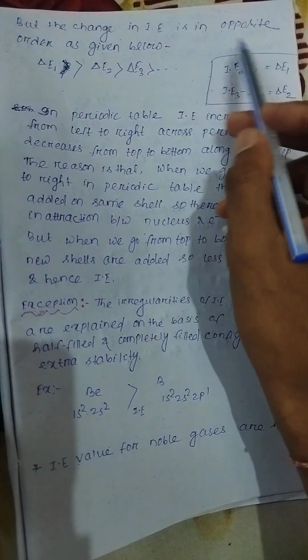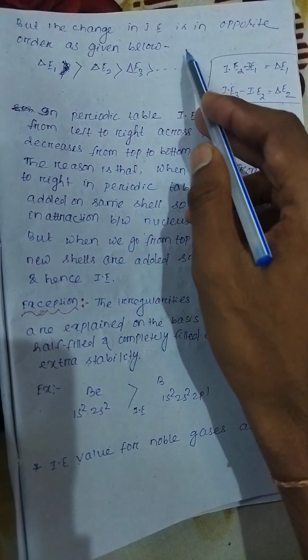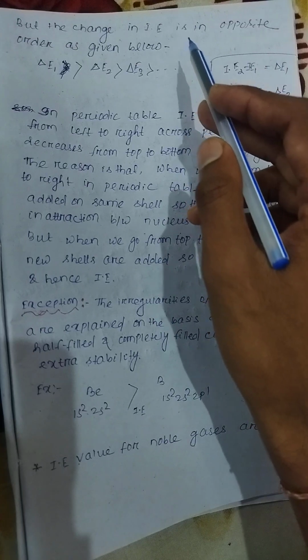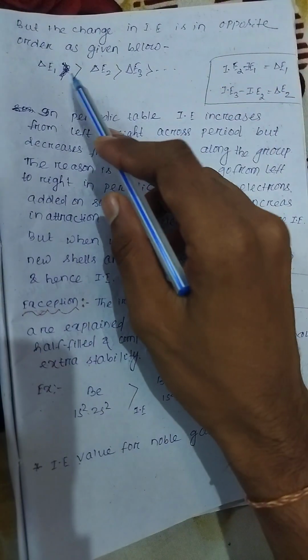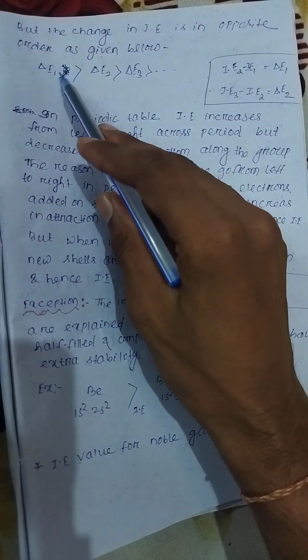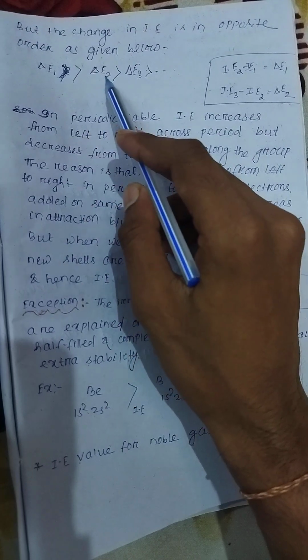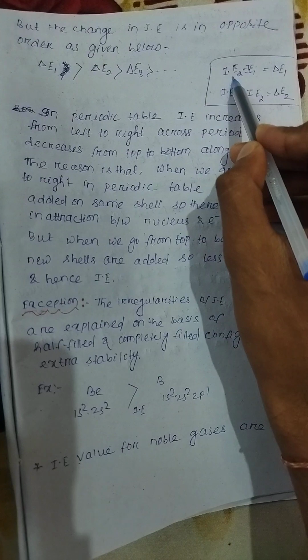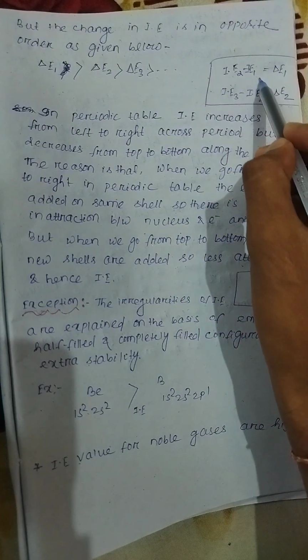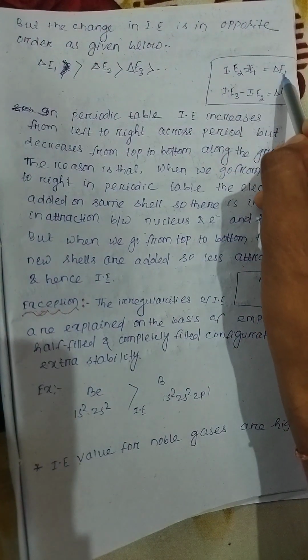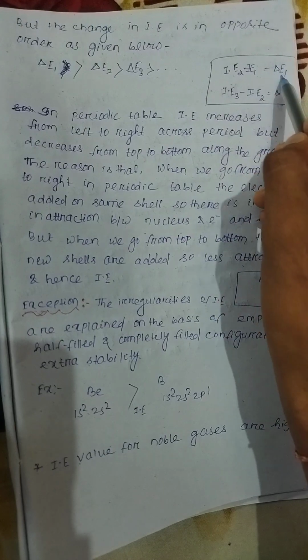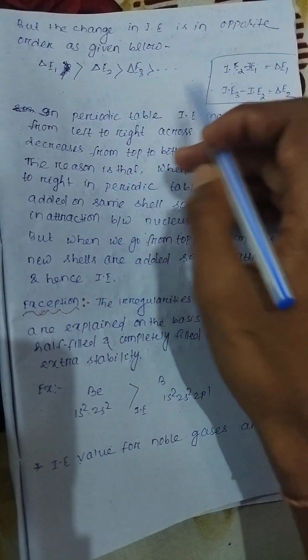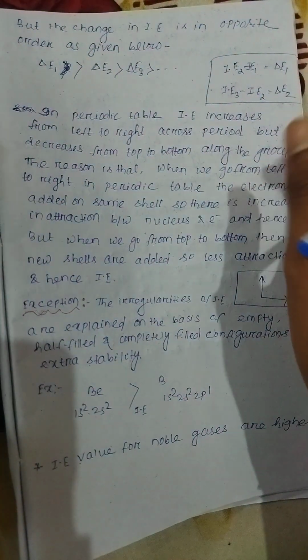But the change in ionization energy is in the opposite order. We see that E3 is greater than E2, which is greater than E1, but here it is changed: del E1 is greater than del E2, which is greater than del E3. Here del E1 means the second ionization energy minus the first ionization energy, the change in the first ionization energy. So you have to remember this order.